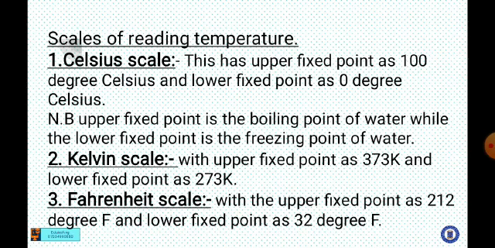So you can see that the upper and lower fixed points differ. It depends on the temperature scale one is using.